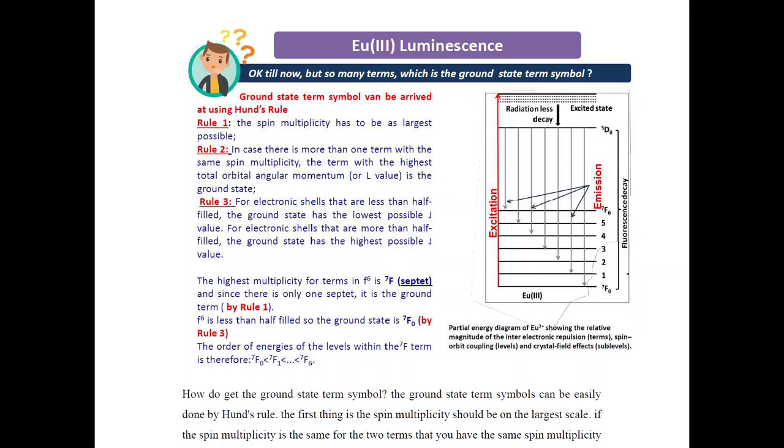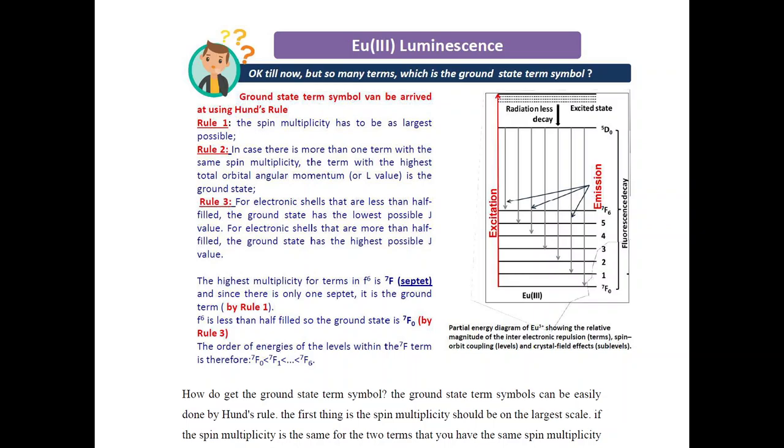Now, Eu3+ luminescence. So many terms, so which is the ground state term symbol? The ground state term symbol can be found using Hund's rules. Rule 1: the spin multiplicity has to be as large as possible. Rule 2: if there is more than one term with the same spin multiplicity, the term with the highest total orbital angular momentum, L value, is the ground state. Rule 3: for shells that are less than half filled, the ground state has the lowest possible J value; for shells that are more than half filled, the ground state has the highest possible J value.